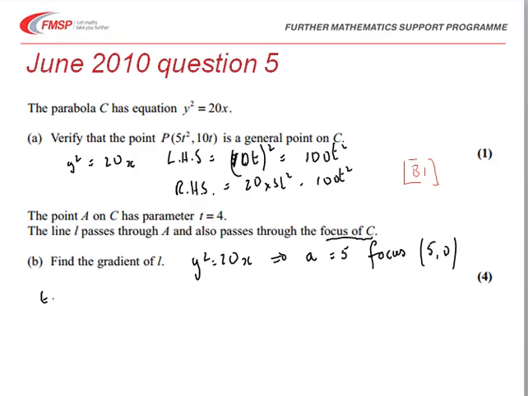If t is equal to 4, then the point P is, just substituting into that general point, 5 multiplied by 4 squared and 10 multiplied by 4. So therefore the point A, with t equal to 4, is (80, 40).